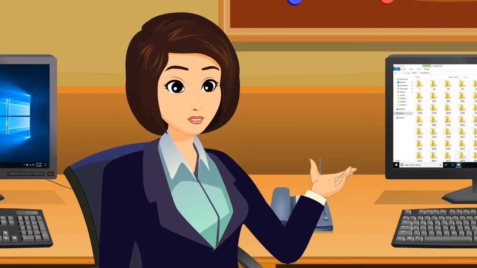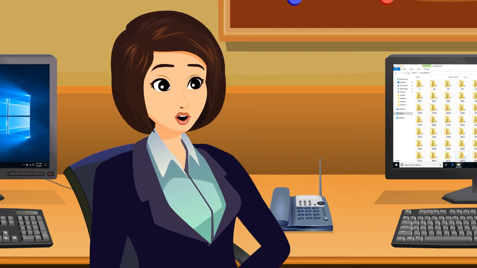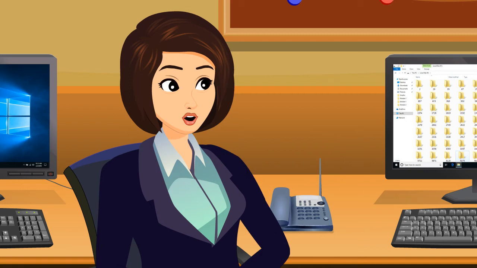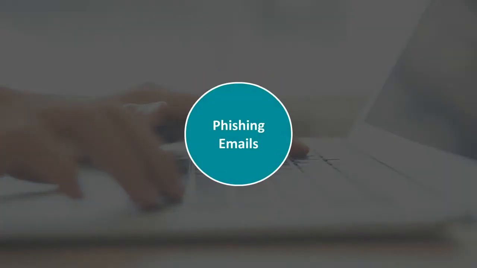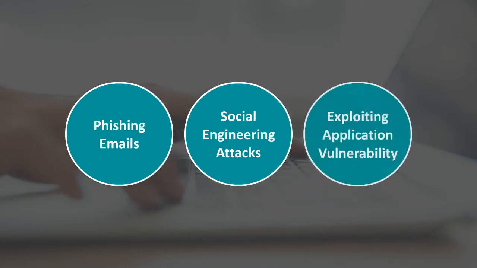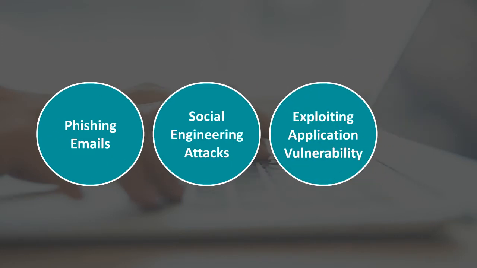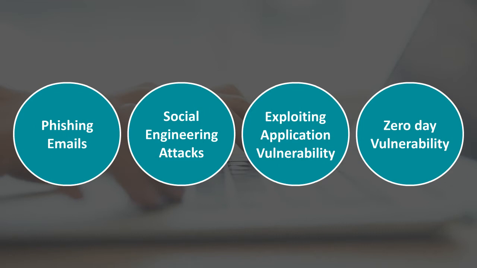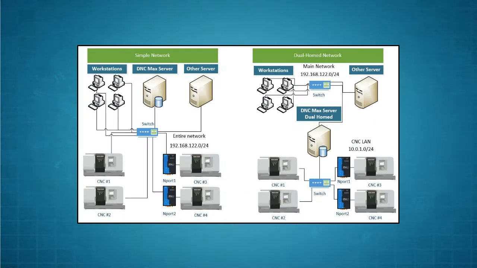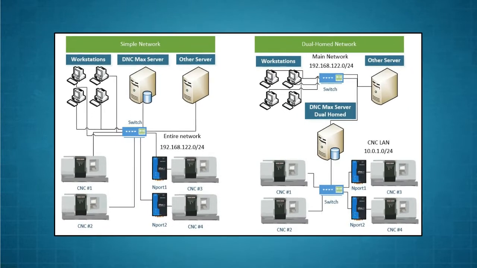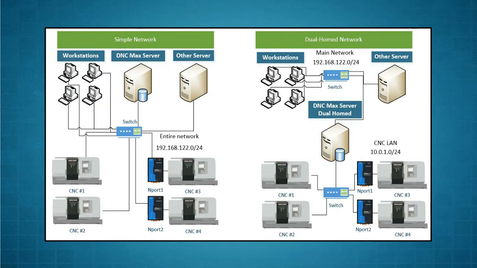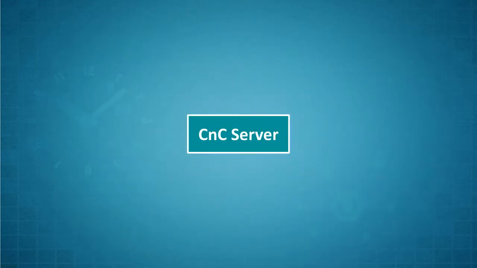The first action by this type of cyber attack is to infiltrate and compromise a computer which is a part of the target organization's network. Any of the methods such as phishing emails, social engineering attacks, exploiting application vulnerability, or a zero-day vulnerability is used to bypass the defenses in the network. Having arrived on the scene, it reports to its master back home, which is the command and control, shortly known as the CNC server.